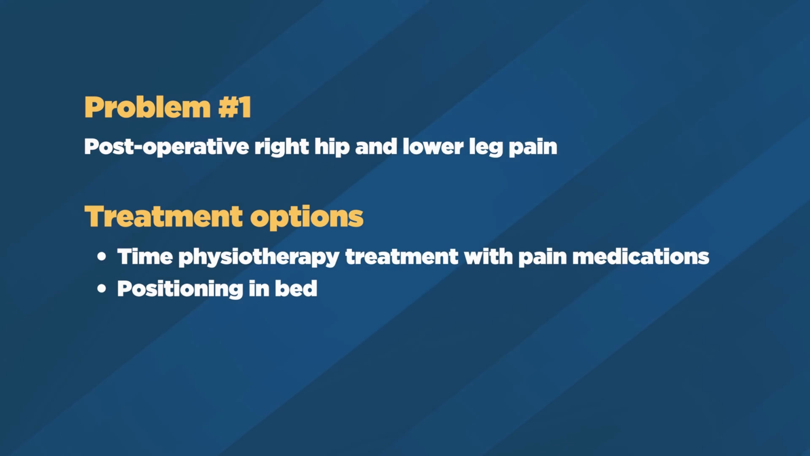Post-operative right hip and lower leg pain. Treatment options could include coordinating with nursing to time physiotherapy treatment with pain medications to improve pain management and increase patient participation, and decrease pain using positioning in bed, which could limit the strain on the painful post-operative limb. For example, they could go into side lying on the unaffected leg with a pillow between the knee.